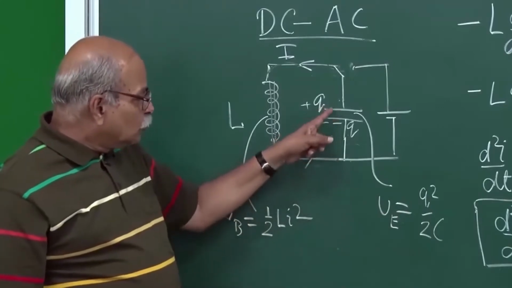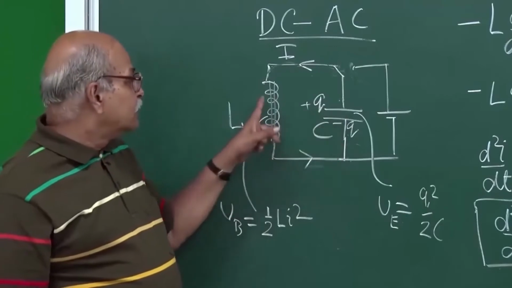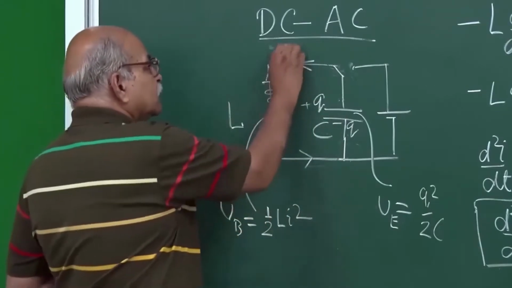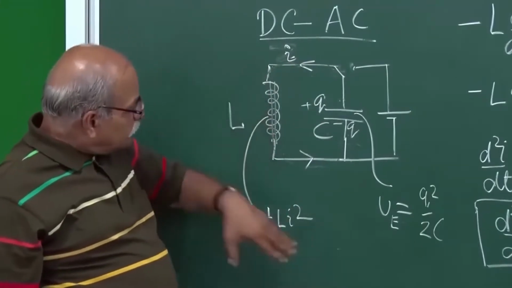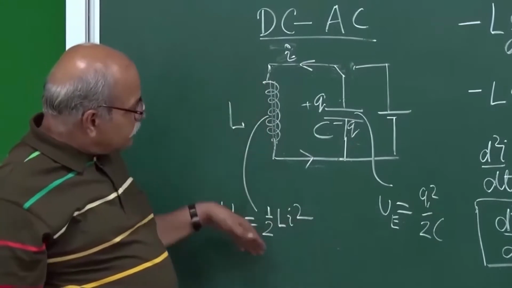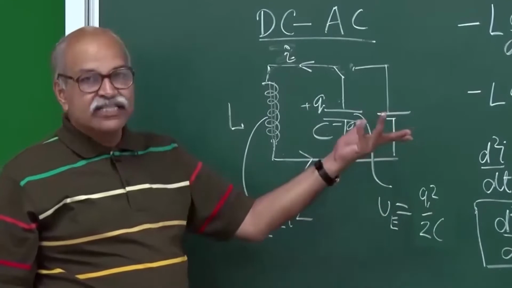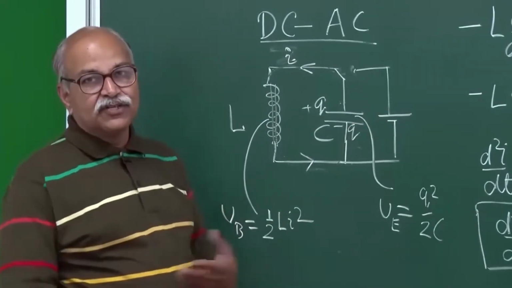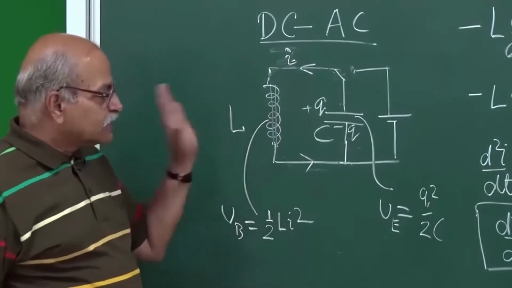This Q will decrease, so the electric field energy will decrease. I will increase, okay, let me write small i. So this magnetic field energy increases, then later in the cycle this will decrease and this will increase. The total remains constant. As in SHM, kinetic energy and potential energy are exchanged between themselves, and total energy remains constant. So that's the kind of oscillation.